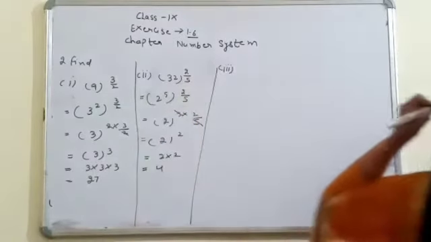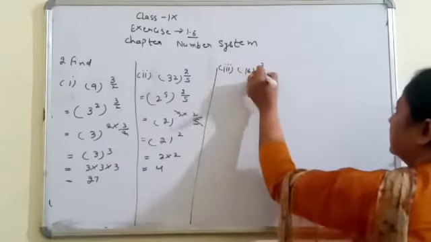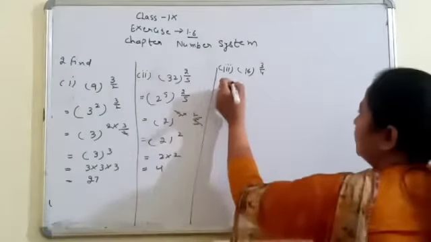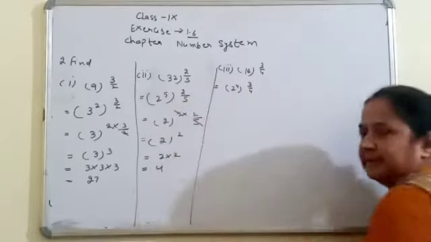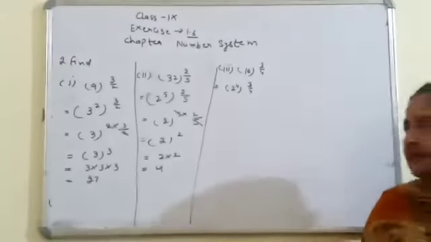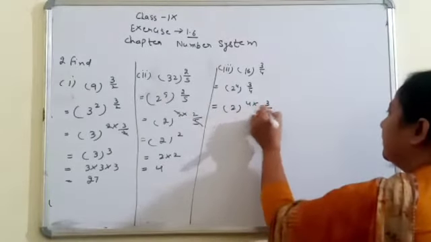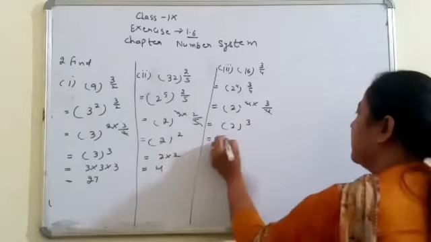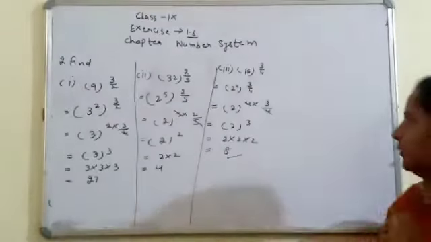Third part is 16 raised to power 3 by 4. We can write 16 as 2 power 4 into 3 by 4. 16 can be written as 2 raised to power 4 because when we multiply 2 four times, the result is 16. So multiply the exponents here, 4 into 3 by 4. 4 is cancelled by 4, 2 raised to power 3. It means we have to multiply 2 three times. The result is 8 here.